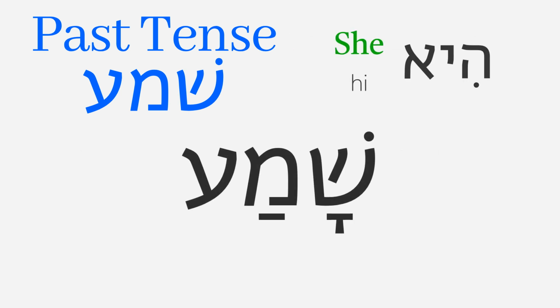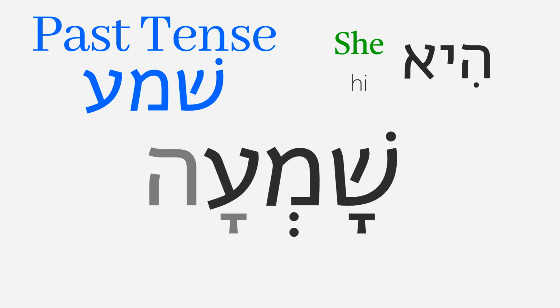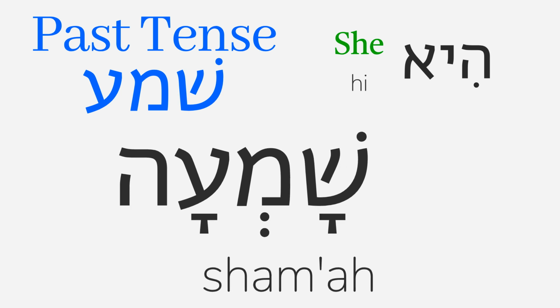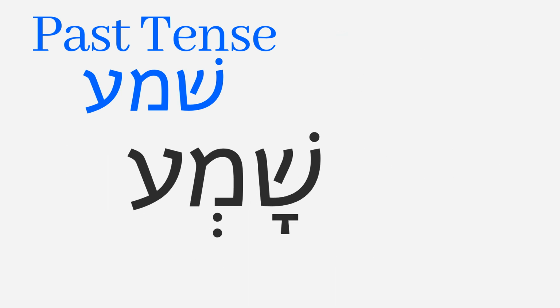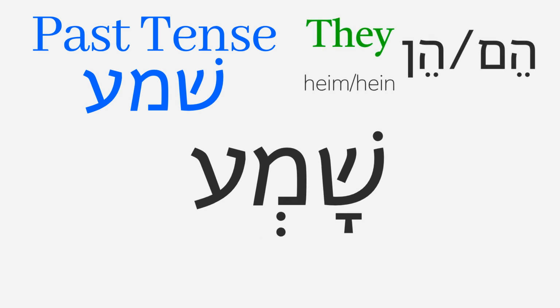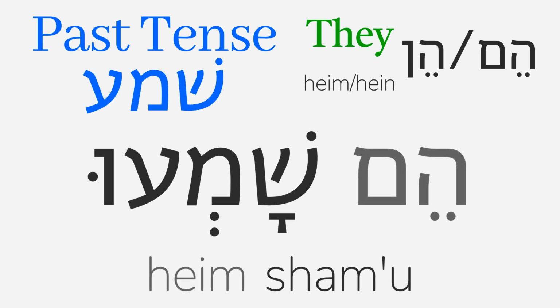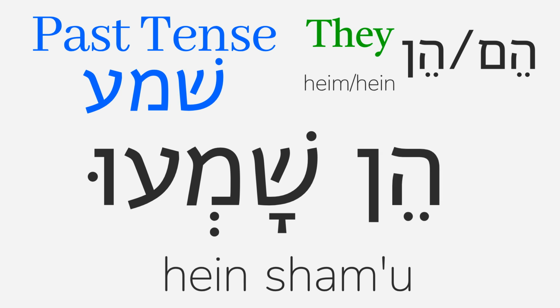The hi, she form, on the other hand, keeps the kamatz and instead shortens the second vowel, the patach, to a shva, and then adds an a ending, which is common for feminine words in Hebrew. Sham'a. Hi sham'a. She heard. The verb form for heim and hein makes that same vowel change to shama, but adds an u ending. Sham'u. Heim sham'u and hein sham'u. They heard in masculine and feminine form.